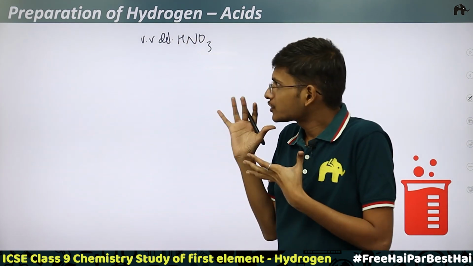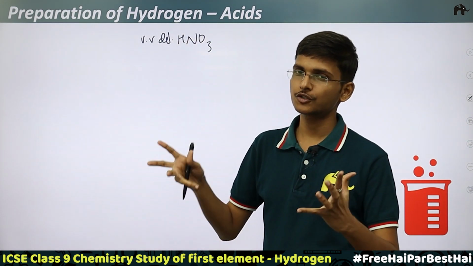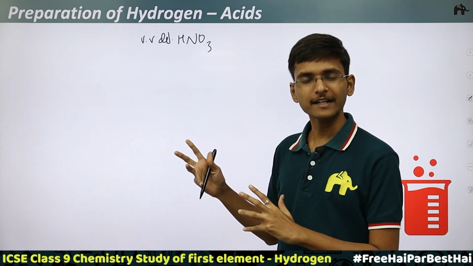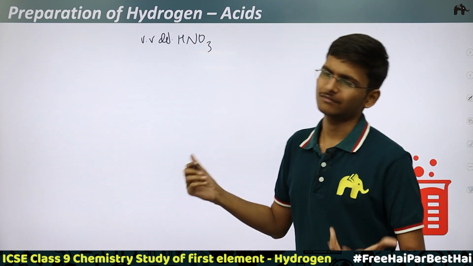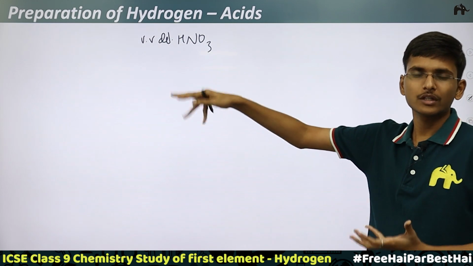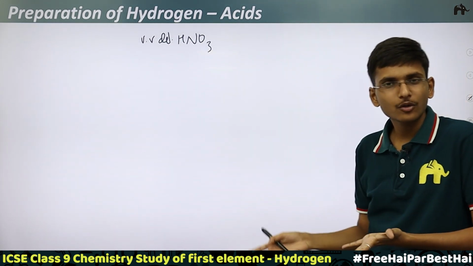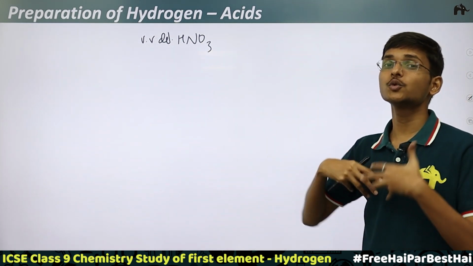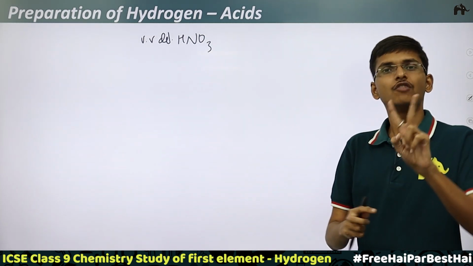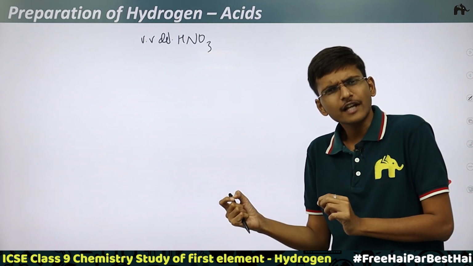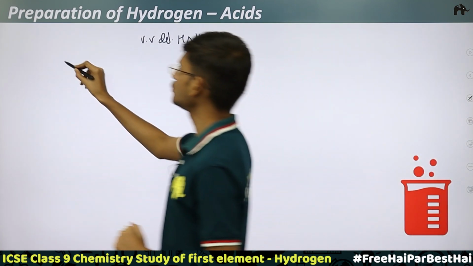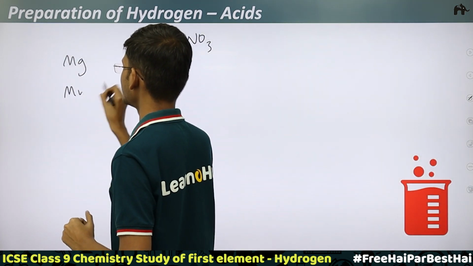Okay, so these two metals, you would say, oh man, these two metals are very unique in nature, right? Because not only can they react, all the metals can, like zinc was also able to react, but the problem was it wasn't able to react with dilute nitric acid and produce hydrogen. But there are two metals which can react with very dilute nitric acid and produce hydrogen gas. Which are those two? Magnesium and manganese.